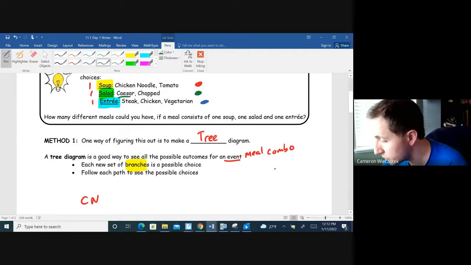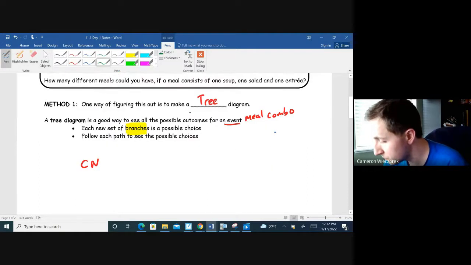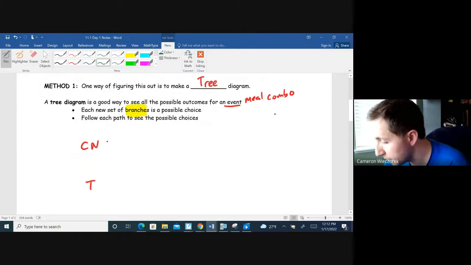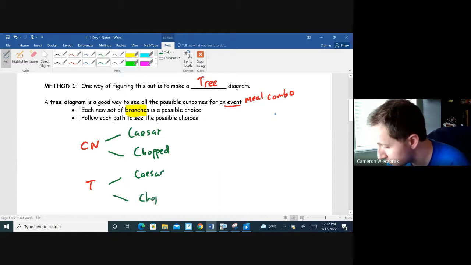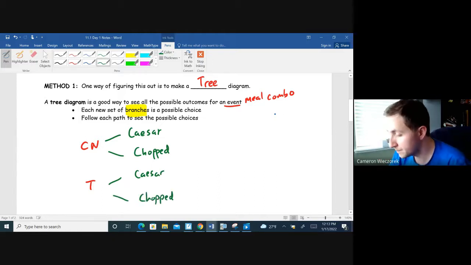You could have Caesar or you can have chopped. So I'm actually going to write out those full words. I'm going to draw a little branch, like a tree branch, coming off of chicken noodle. And this tells me my two salad options I could have picked if I picked chicken noodle soup, Caesar or chopped. But I've also got to do it for the tomato soup, because maybe I picked tomato soup the first time. If I pick tomato soup, I still can pick Caesar or chopped salad second round.